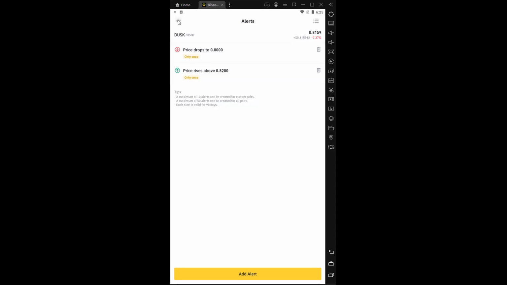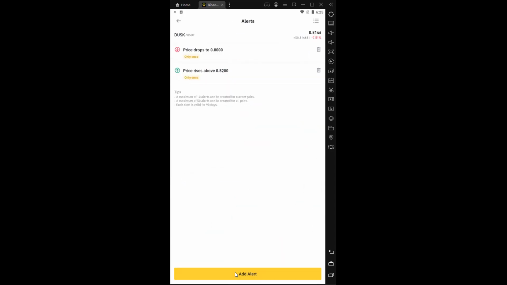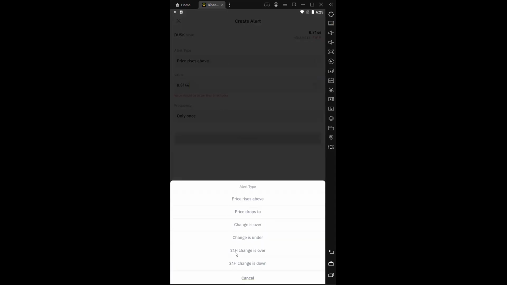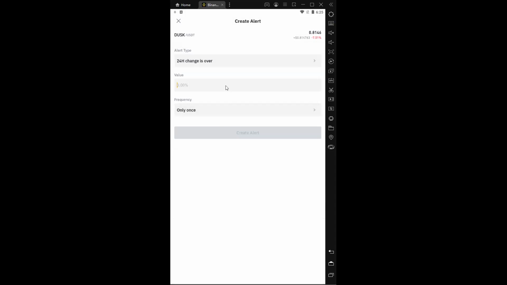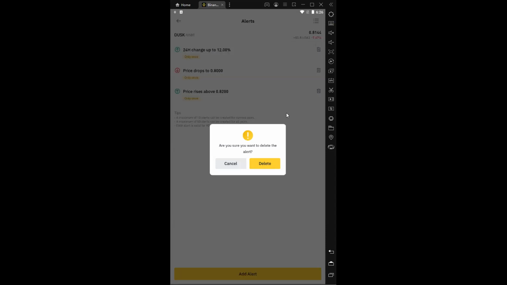Also, you can set an alert for percentage change. You want to know if there is a 12% change in the next 24 hours for this coin. So you place if there's a 12% increase in the next 24 hours. That is how to set up a notification and alert system on Binance.